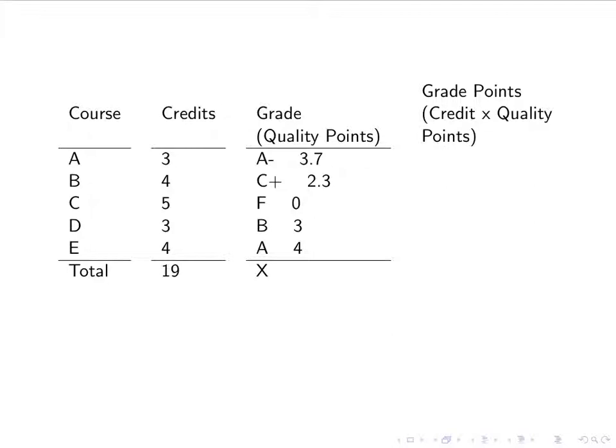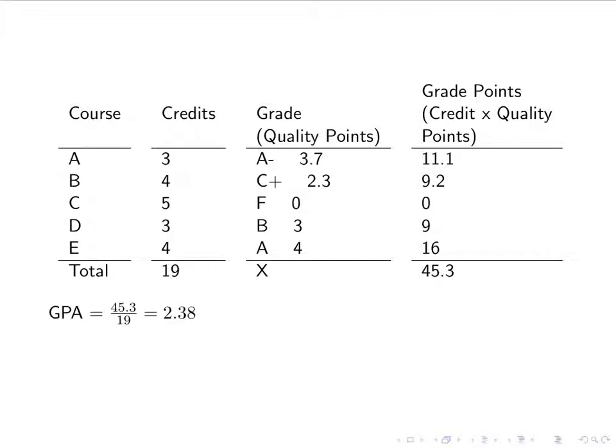So again, the important part, the grade points, again, just multiply the two numbers across. So 3 times 3.7 is 11.1. 4 times 2.3, 9.2. Anything times 0 is 0. Then we have 9, 16. And again, the important part is to add them all up. 45.3. The GPA is again the quotient of your grade points and your credits, so 45.3 divided by 19, rounded to 2 decimals, is a 2.38.